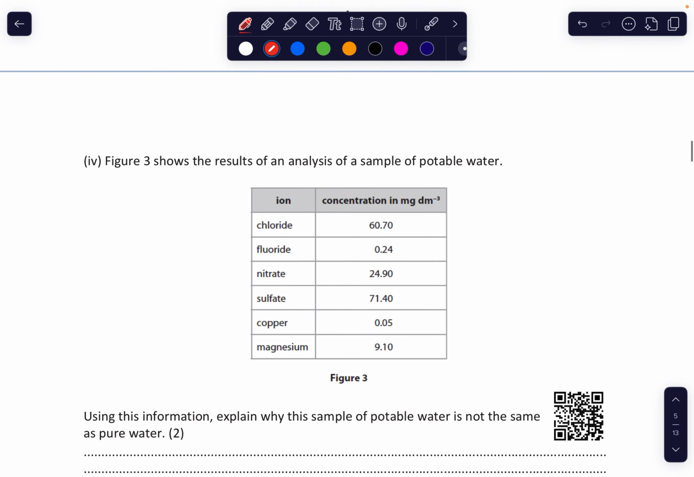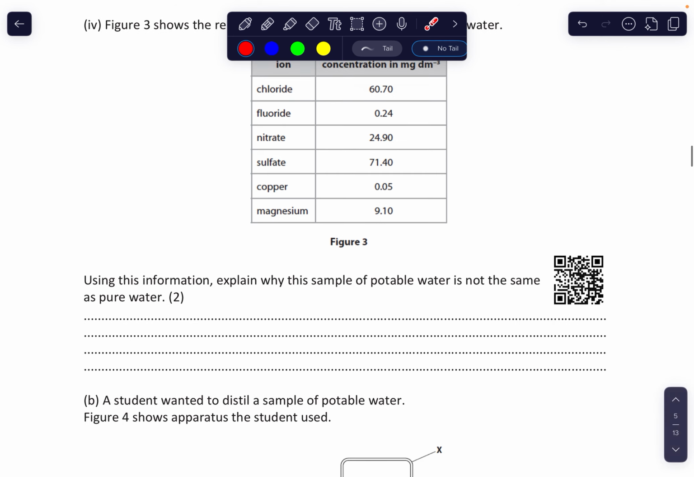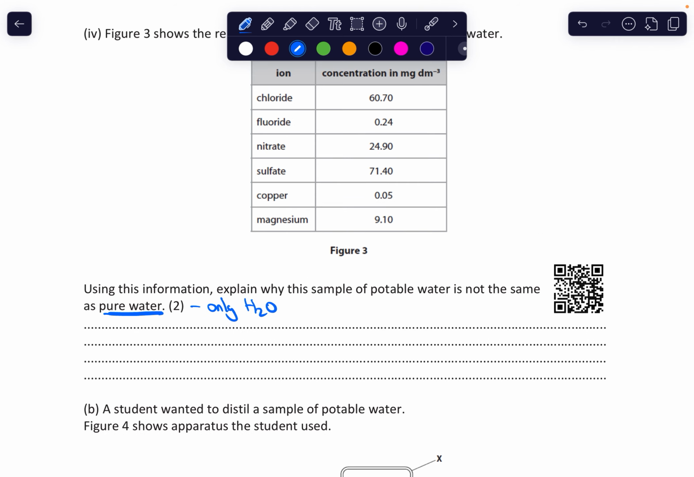So here's an analysis of some water, and we can see that this contains lots and lots of different ions, and this tells you the amount of iron that it contains. Use the information to explain why this is not the same as pure water. Okay, so if we had pure water it would only contain H2O. This water here contains H2O, but also these ions are included in there as well. Okay, so we need to get that across to them in an answer that's worth 2 marks.